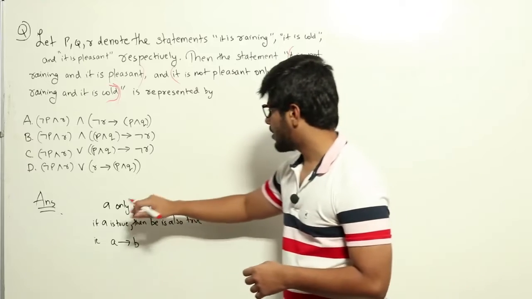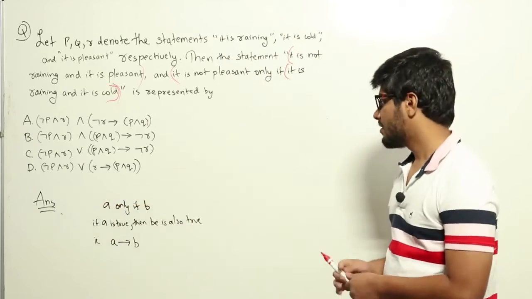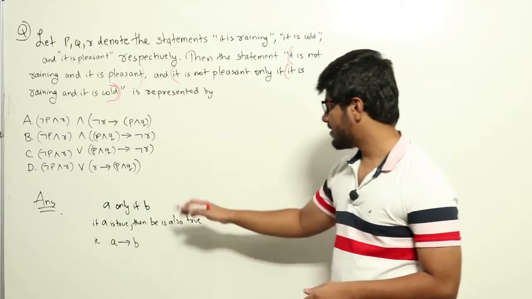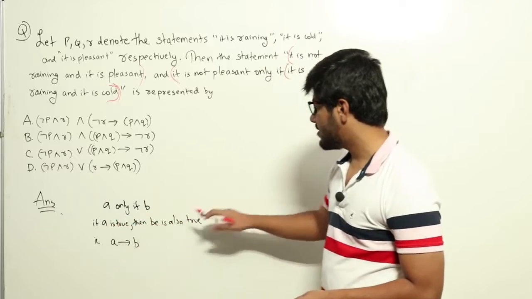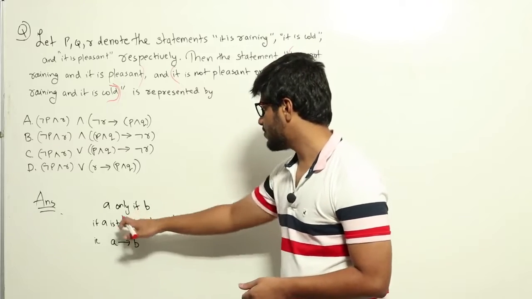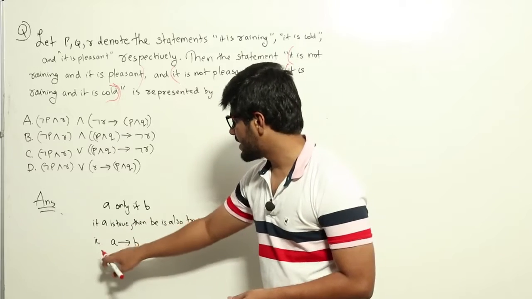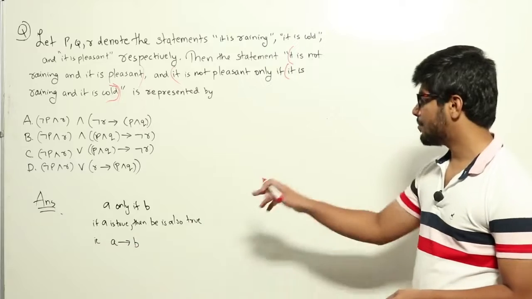Now one more thing: what to do when a statement is given as A only if B. If the statement is A only if B, we can say that if A is true then B is definitely true. A only if B. So if A is true, B is definitely true. This again I can rewrite as A implies B. So A only if B is A implies B.